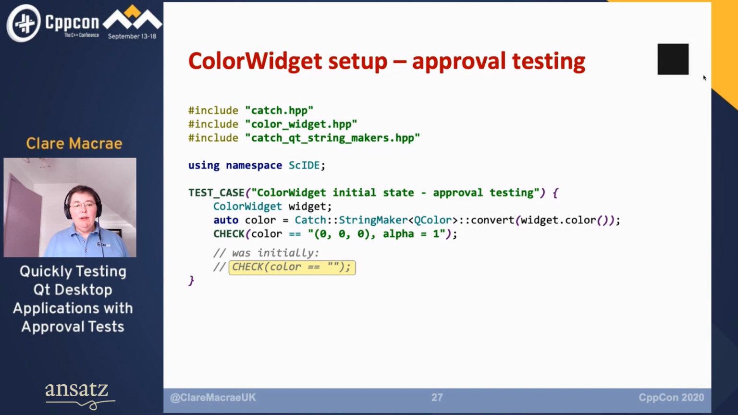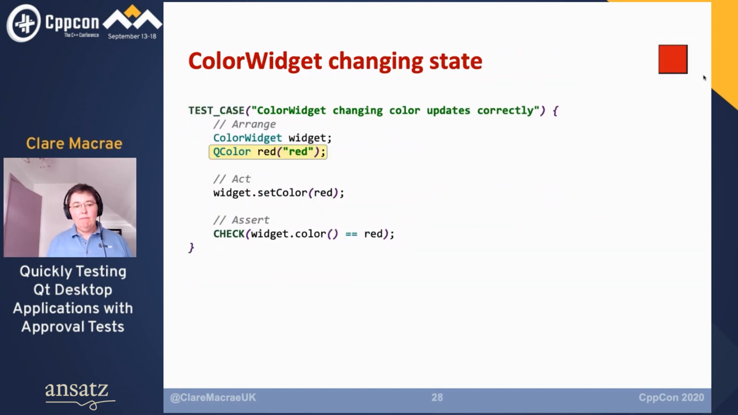And Llewellyn Falco and Emily Bache call this approval testing. The idea is that when you're exploring functionality and trying to work out what's going on, getting familiar with the code base, you write a test, sort of poke the code, see what answer you get, and then if you like it, you paste it into the source code.